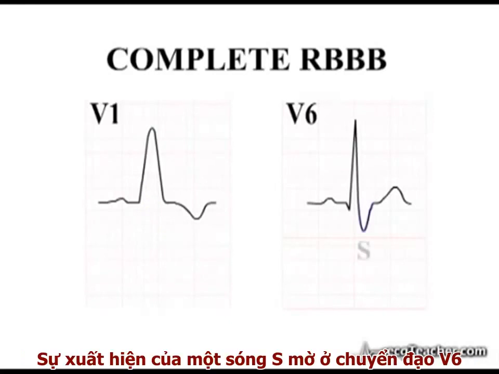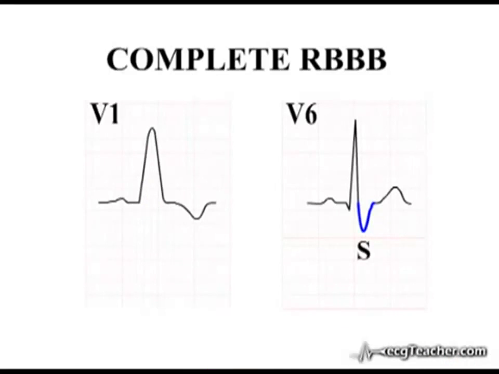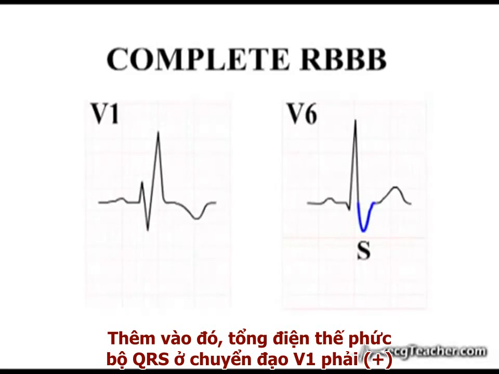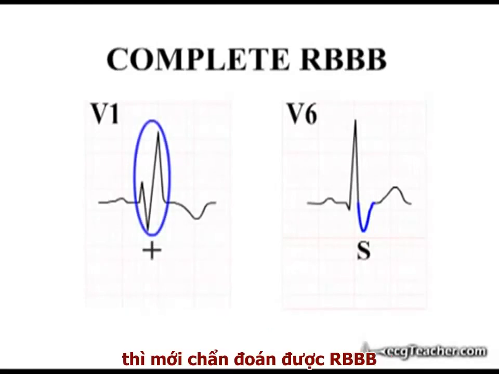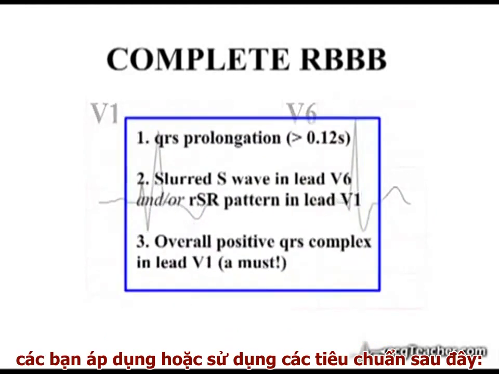The presence of a slurred S wave in lead V6 is said to be more reliable in the diagnosis of right bundle branch block. Also, the QRS complex in lead V1 must be overall positive to make this diagnosis. So, to identify complete right bundle branch block, apply the following criteria.